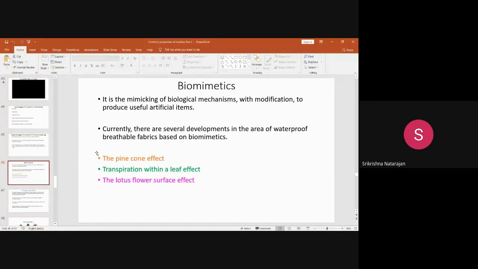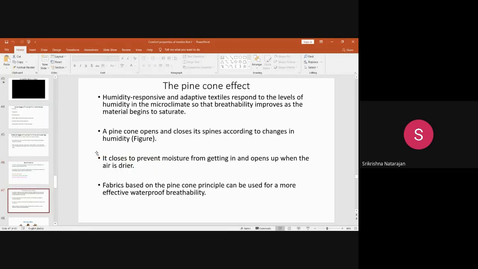There are several developments that have taken place in waterproof breathable textiles. They are based on biomimetics. Among them, there are three important effects. One is called the pine cone effect, another is the transpiration within the leaf effect, and another is the lotus flower effect. So first we will see the pine cone effect.